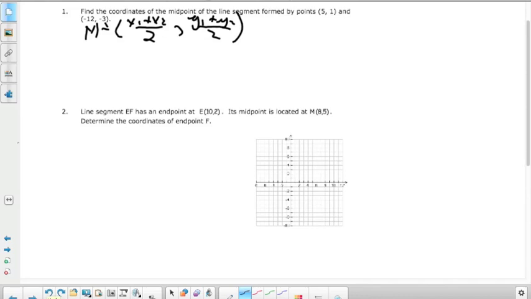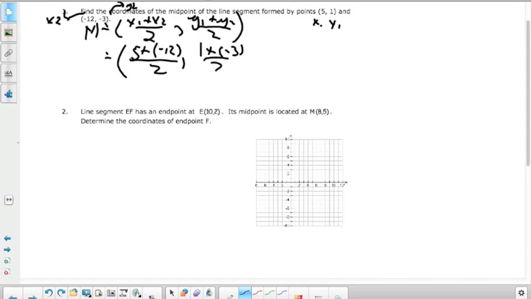So here I'm going to label my points. I'm going to choose this one to be x1, and this one to be y1. And over here, this will be x2, and this will be y2. So just sort of like trigonometry, right? Just going in and plugging in our numbers. We got 5 plus negative 12 over 2, comma 1 plus negative 3 over 2. So that gives us negative 7 over 2, comma negative 2 over 2.